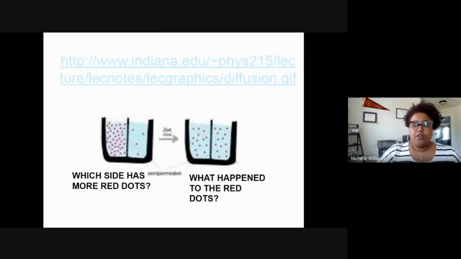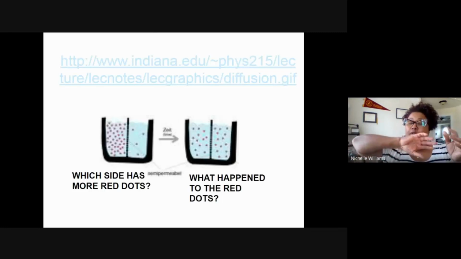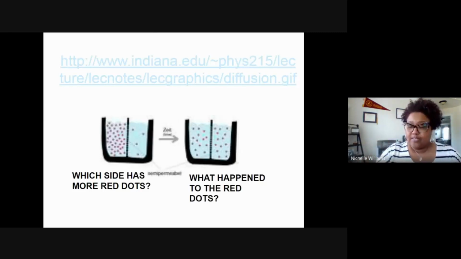All right, so if we look here, I know the image is not all that clear, but the link takes it to an animated image that I have uploaded in Google Classroom for you to see how the particles move. But as you can see, which side has more red dots? Well, the left side does. And the particles in the image, you see the arrow. So now they have moved across that membrane in the middle. And then on the right, you see now an image of the particles evenly spread out. So they've moved with the concentration gradient across that membrane. And that's what happens in diffusion.